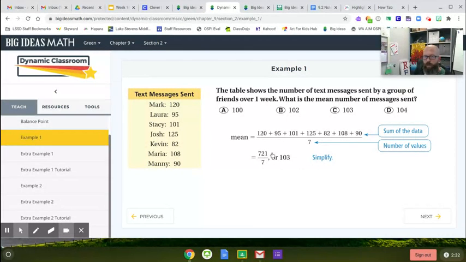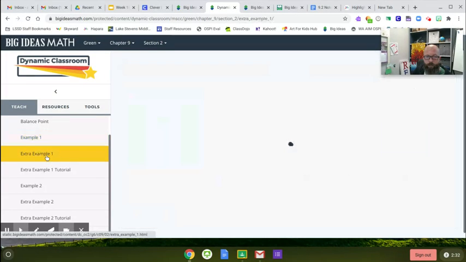So we got 721 divided by 7, and you get 103. You can use a calculator for all this, so it doesn't take forever. But that's how you're going to find the average, or the mean is what we call it in math terms. So 103 is the correct answer. You probably send, if you have a phone, more than 103 a week, I bet. Anyway, let's take a look at another one.